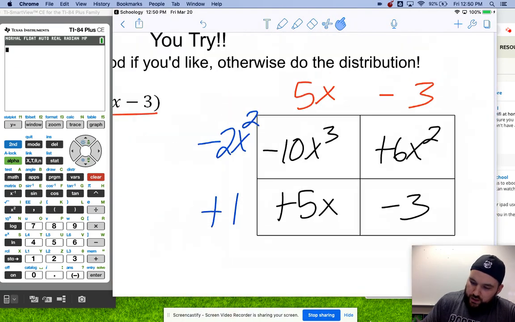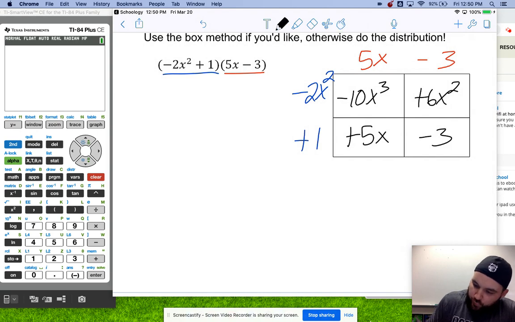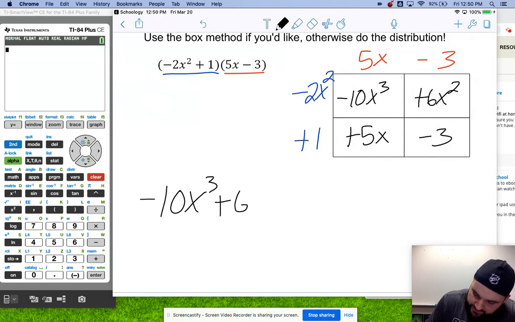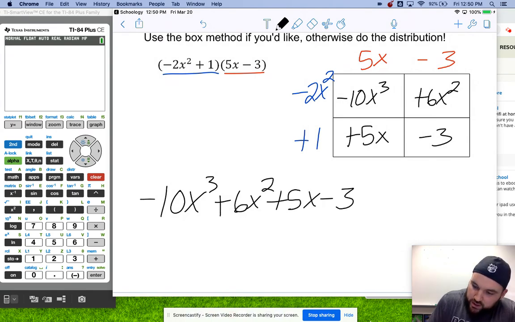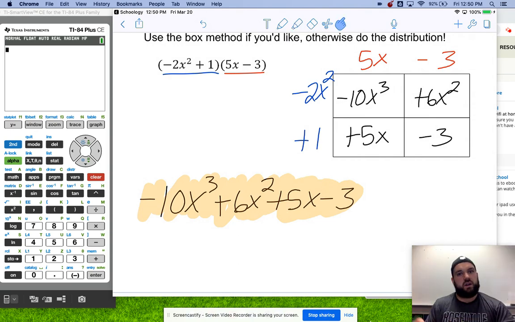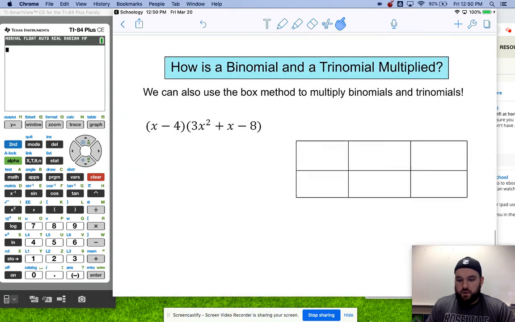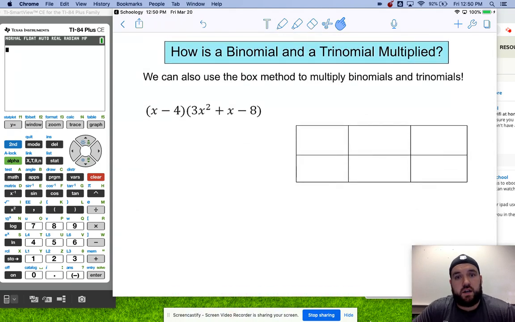Okay. So I have these four terms. Negative 10x to the third plus 6x to the second plus 5x minus 3. And what I see in this particular problem is all four of these terms have different exponents. So there's nothing I can combine, and so I'm done, which is kind of nice. Finally, we're going to talk about how do I multiply a binomial with a trinomial.